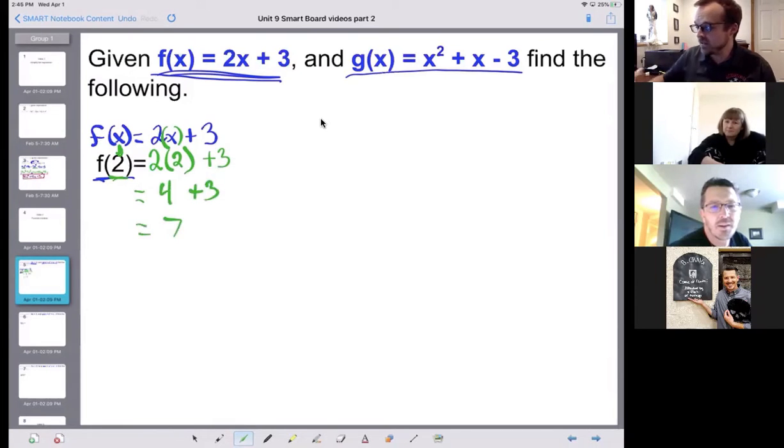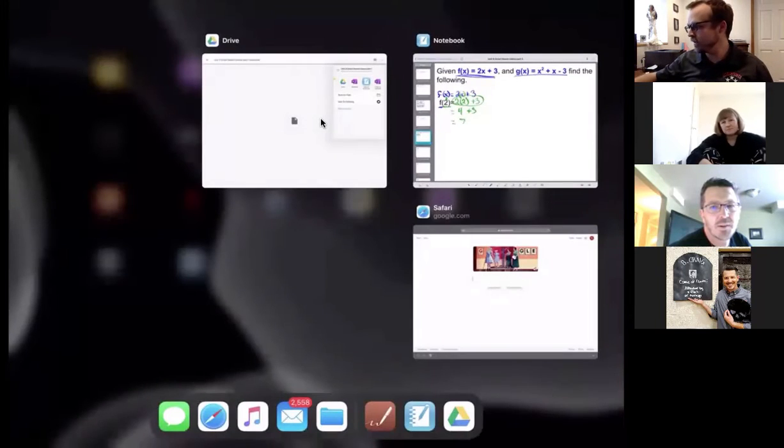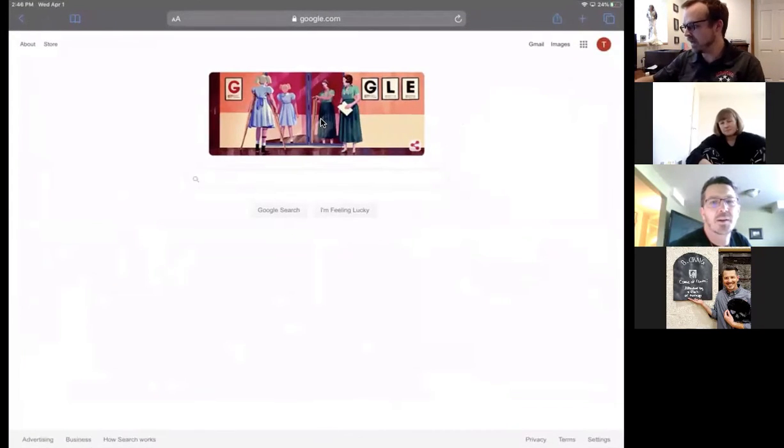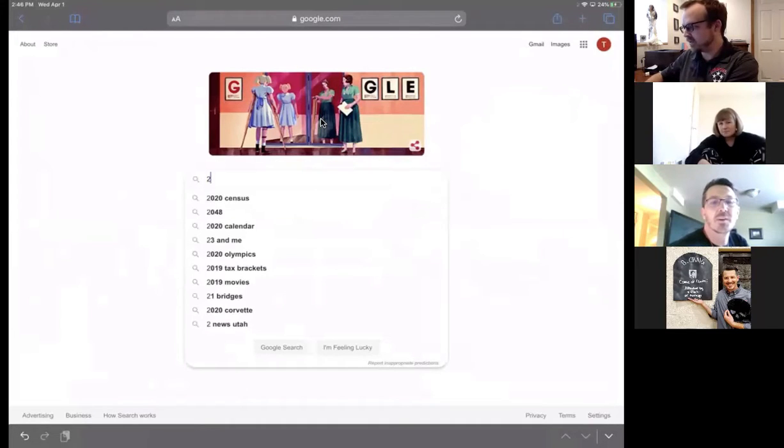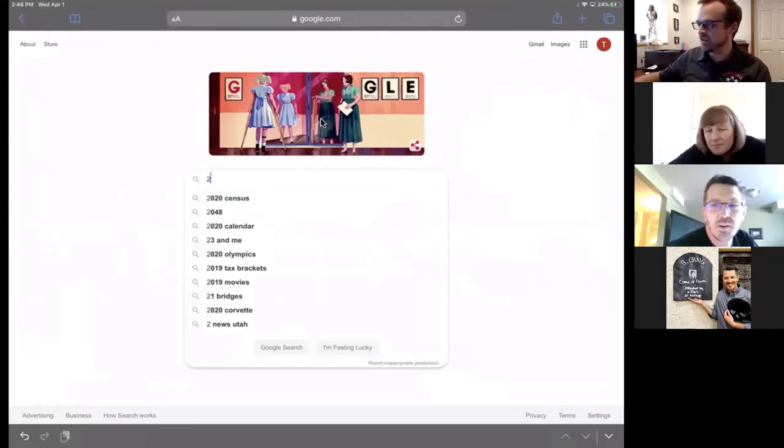You can also take this right here. I know this one's actually pretty simple to do in our heads and by hand. However, you could take this over to Google if you want to for a calculator. 2 times 2 plus 3. Just open up Google and then type that in. If you hit enter, you're going to get an answer there.